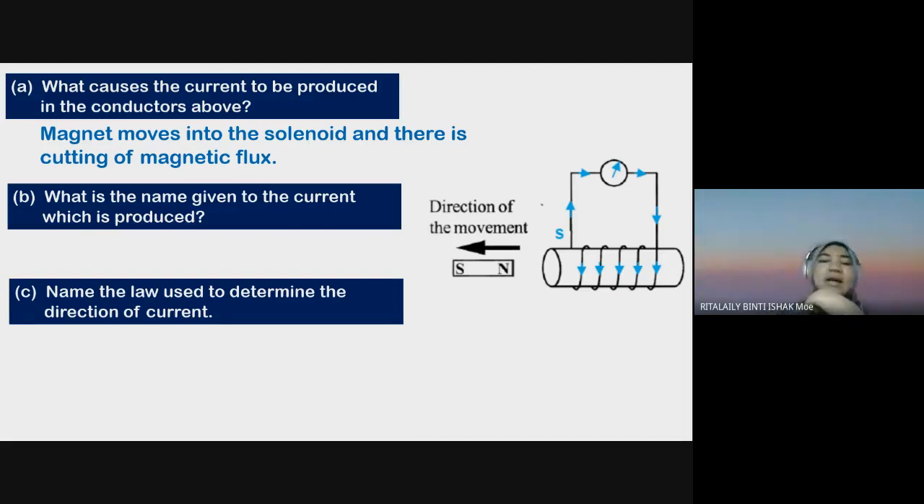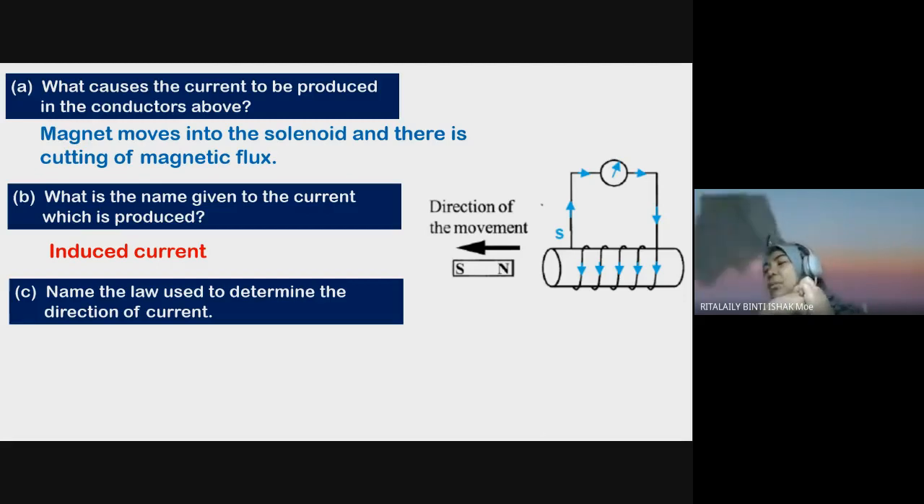Okay, the current that is produced is called induced current. Okay, C. Name the law used to determine the direction of the current. What law is used to determine the direction of current? That one is a rule, yeah? Right-handed rule is the rule, it's not a law. So what law explains the direction of current in a solenoid? Okay, Lenz's law. Yes. So Lenz's law is used to determine the direction of current.